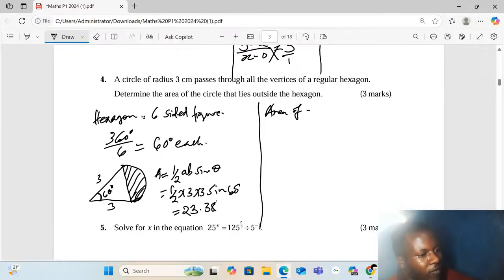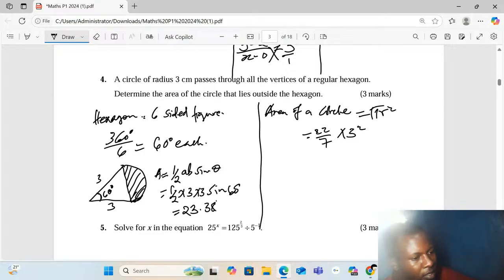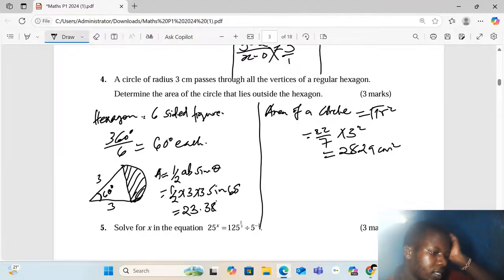Area of a circle. And that is pi r squared. Now we shall have our pi as 22 over 7 times r squared. We have 3. So 3 squared. So we shall have 28.29 square centimeters.